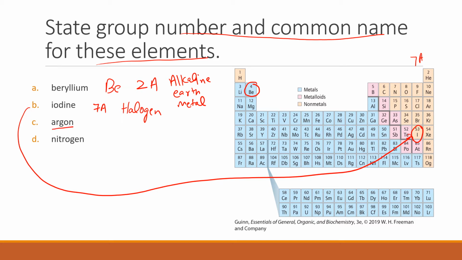Next is argon. Symbol for argon is Ar. It's present in group 8A, so argon is 8A, and the common name is noble gas. The final one is nitrogen. Nitrogen is present in group 5A, and there is no common name for nitrogen elements.